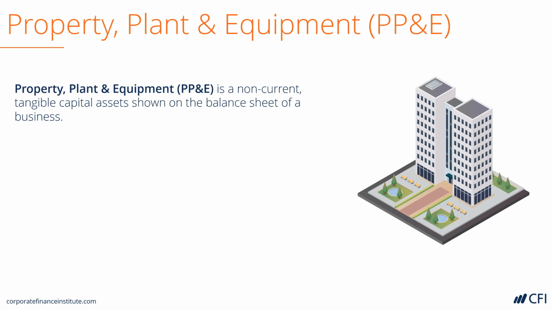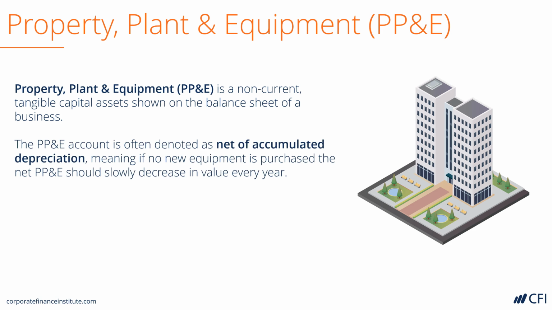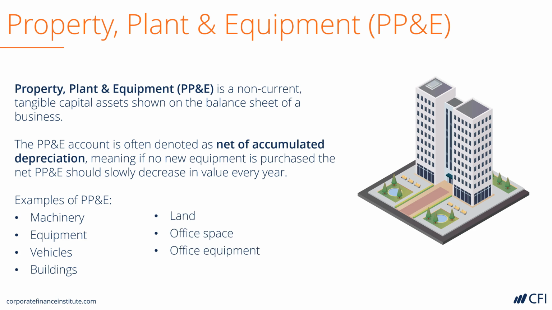Property, plant, and equipment is a non-current or long-term asset on a company's balance sheet. It's often shown net of depreciation, which shows its gradual decline in value over time. Let's look at some examples of things that are classified as PP&E.